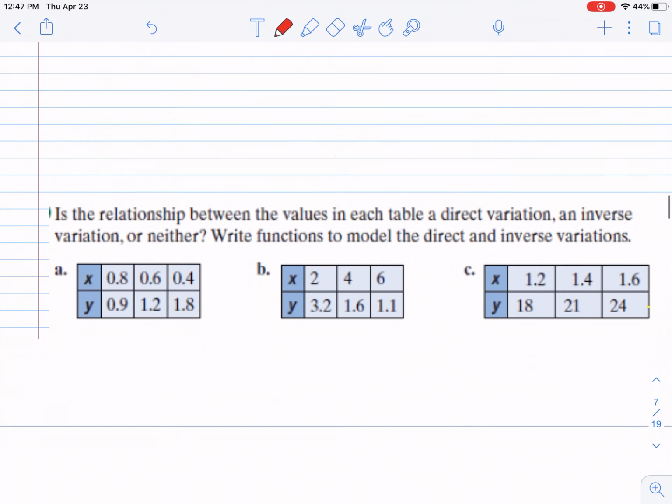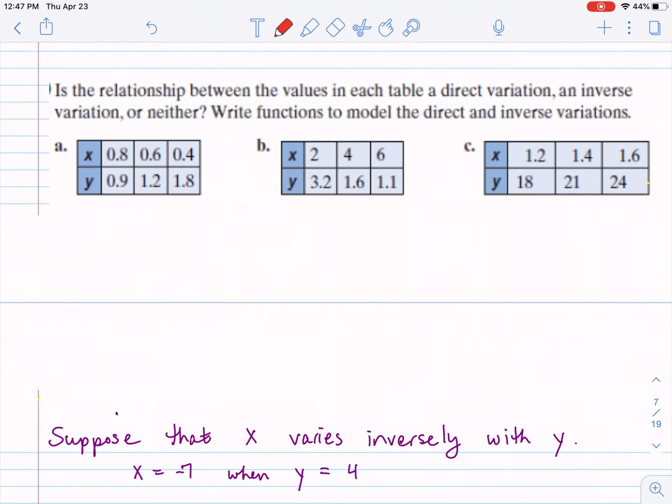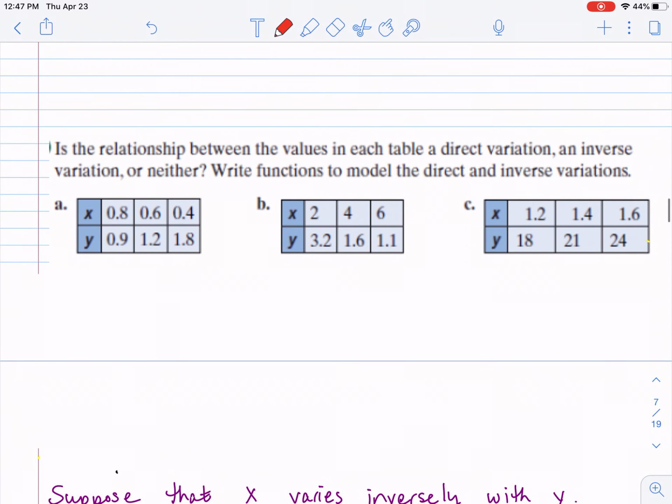Okay, all right. So if I wanted to figure out, is this a direct variation, an inverse variation, or neither? Well, let's do this out, okay? Let's first check. If I look at this, my x is 0.8, 0.6, 0.4. So in other words, my x is going down. What's going on with my y? My y is going up. It's going from 0.9 to 1.2 to 1.8. So there's no way this thing could be a direct variation.